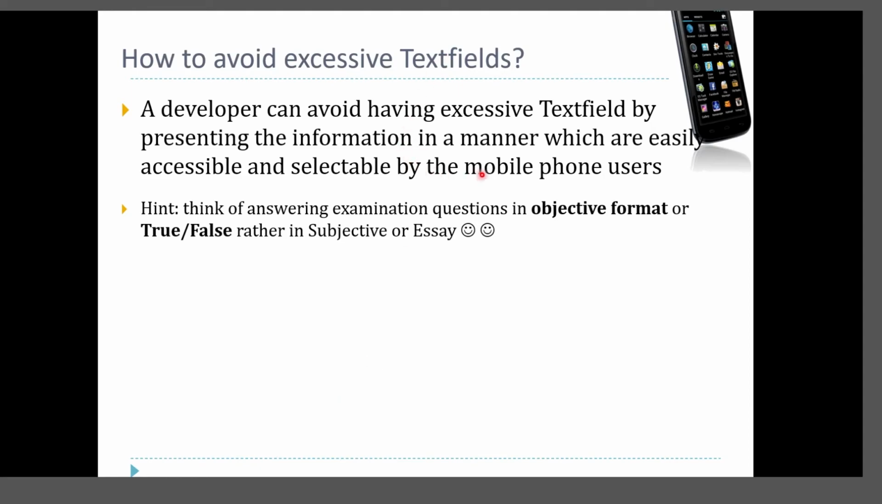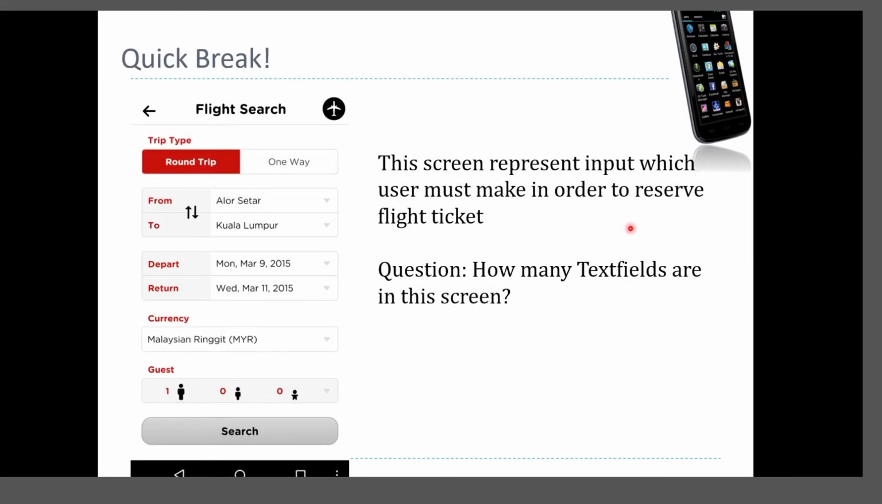So a developer can also avoid having a text field by presenting the information in a manner which is easily accessible and selectable by the mobile phone user. Okay, think of answering the examination question in objective format or true false rather than subjective or essay. Okay, cuba buat satu soalan dalam mobile device dalam bentuk true false or objective so that the user can pre-select their answer.